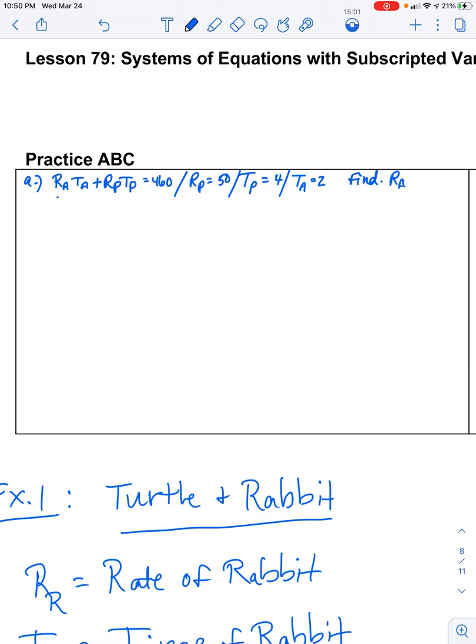So I'm just going to plug in my values. I'm going to take this first equation here, R sub A T sub A plus R sub P T sub P, and we're going to plug in our values. So I'm not going to rewrite that. I'm just going to use what I have written here. So I'm looking for R sub A. So R sub A is going to stay all by itself as it is. T sub A is 2. R sub P is 50. T sub P is 4. Equals 460.